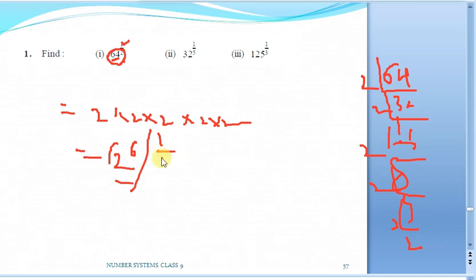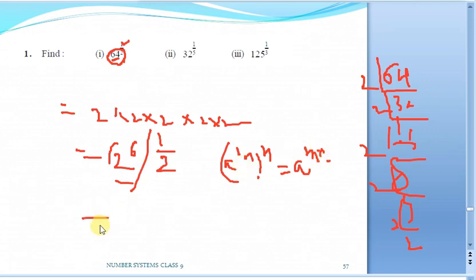Now look at which form it is: a power m whole power n. We know that a power m whole power n is going to be a power mn. So that is why it is 2 power 6 into 1 by 2. So it will be 2 cube. What is 2 cube? It is 8.